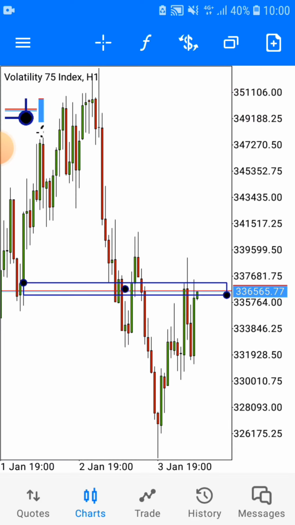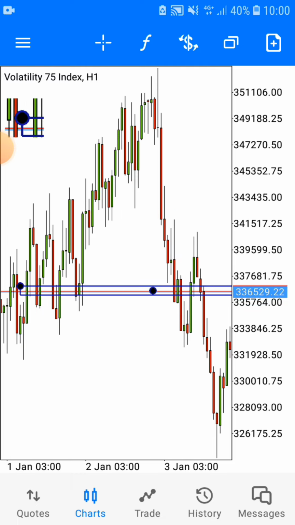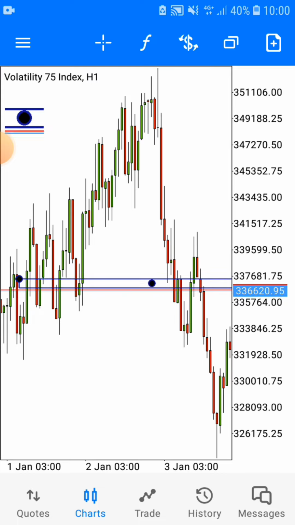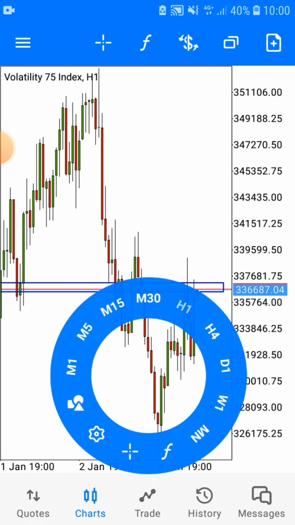This is the rule, guys. Never go against what the higher time frame is showing you. If it shows sales, then even on the lower time frames you must only look for sales. Then we shift to the 30-minute time frame to look for more entry opportunities.